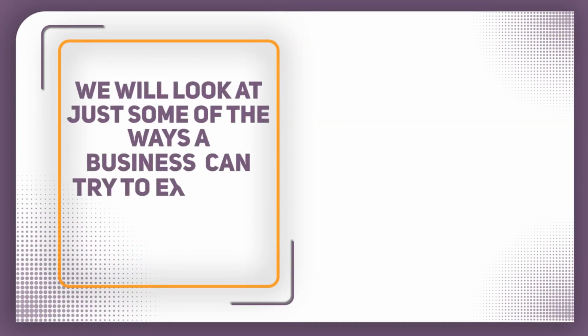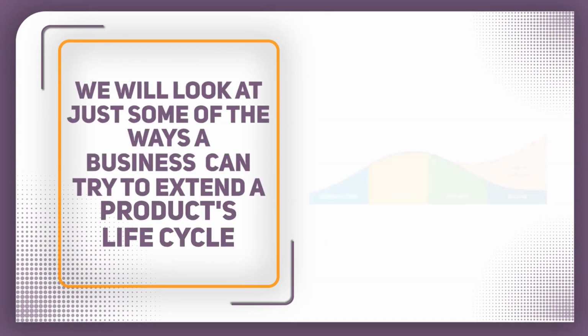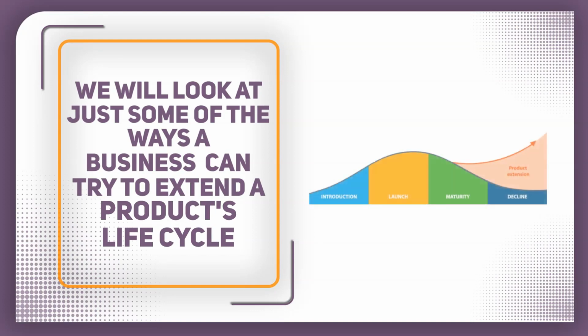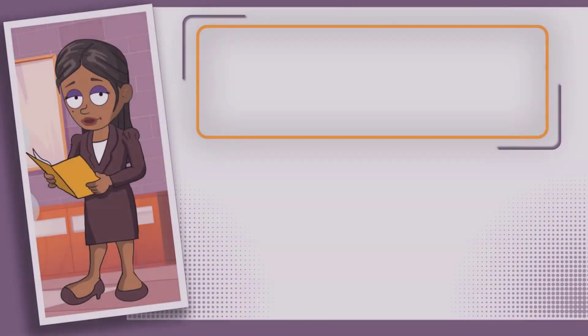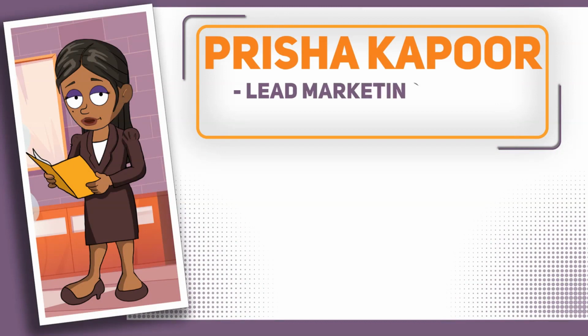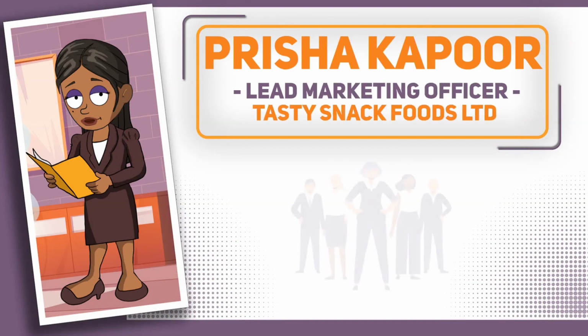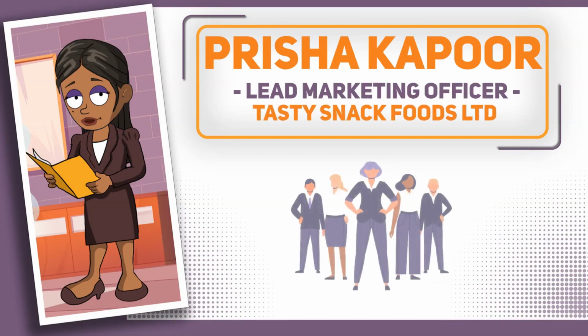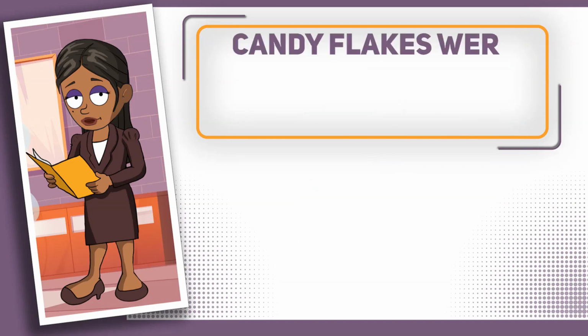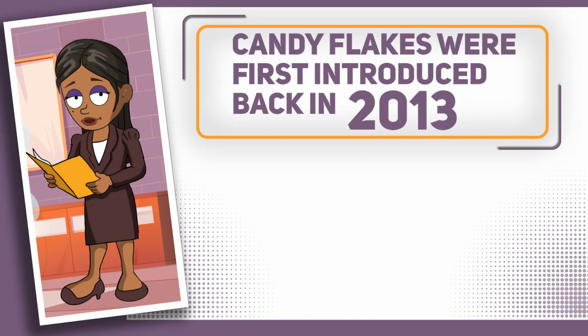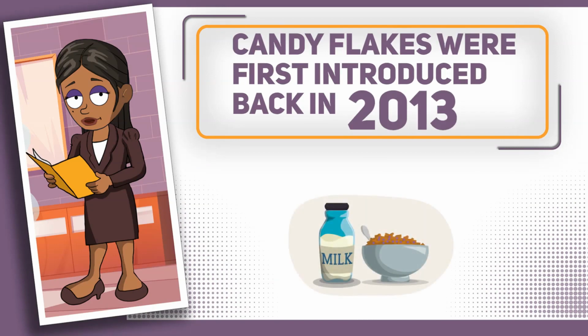In this video, we will look at some of the ways a business can try to extend a product's life cycle. But first, let's introduce this video's main example. This is Prisha Kapoor, and she is the lead marketing officer for Tasty Snack Foods Limited, who manufacture a cereal brand named Candy Flakes. Candy Flakes were introduced back in 2013, and after about a year moved out of the introduction stage of their product life cycle into the growth stage.